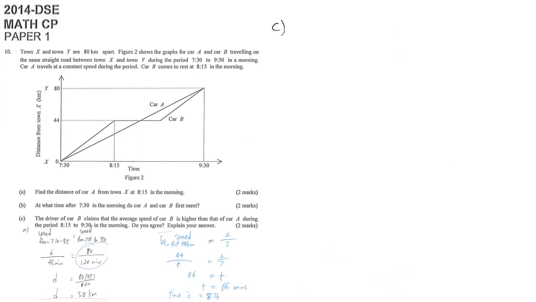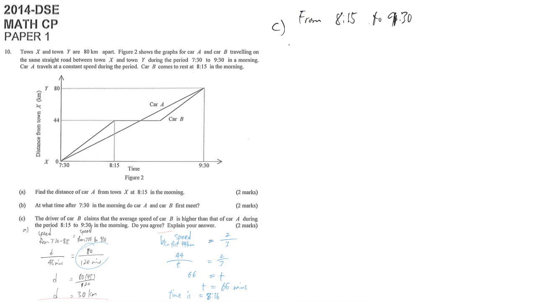Now in part C, they're asking us to compare two items. The first item is the average speed of car B during this time period. So we are talking about from here to here. What is the average speed? The second thing is asking about the average speed of car A. That means still the same, 2/3. And so we are focusing from 8:15 to 9:30.